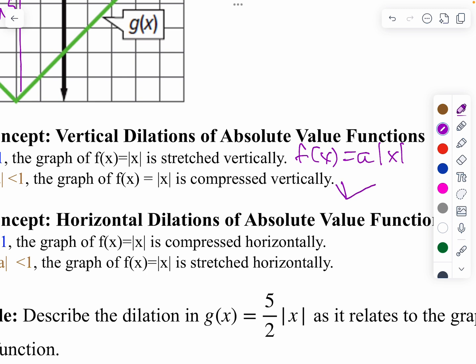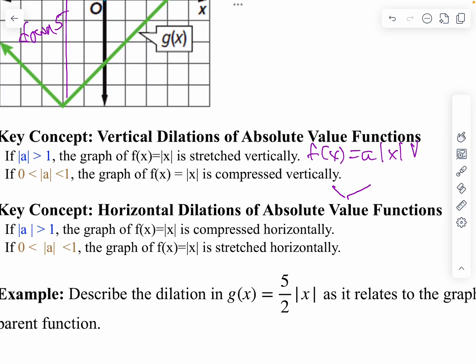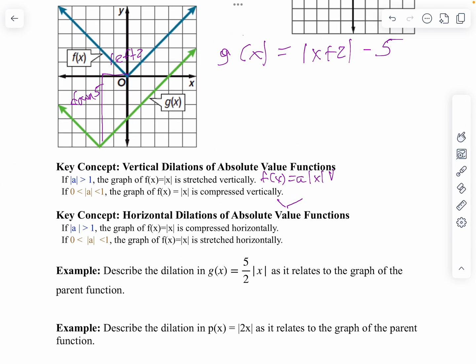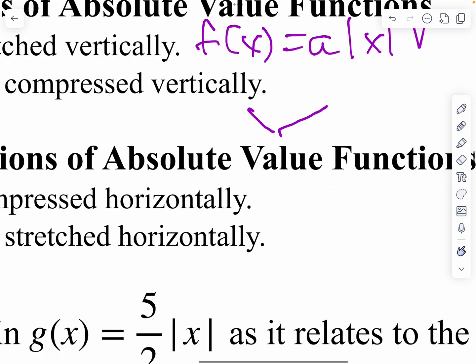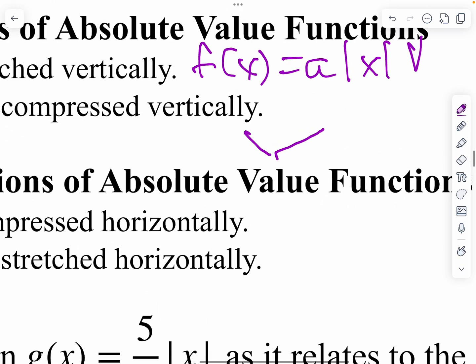I'm going to have a wide v if it's less than 1. I'm going to have a thinner v if it's greater than 1. And then it's just the opposite when I do inside. So if I'm multiplying a number inside, remember we got to do the reciprocal then. So f of x would be the absolute value of a times x.